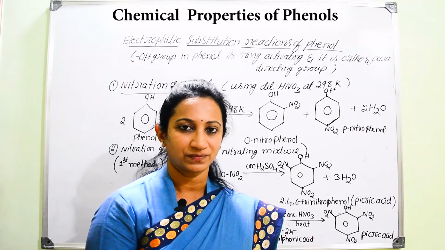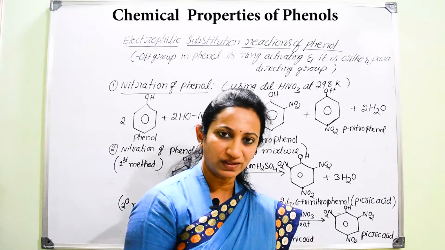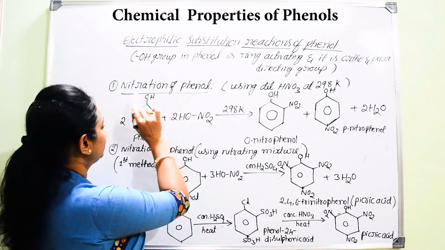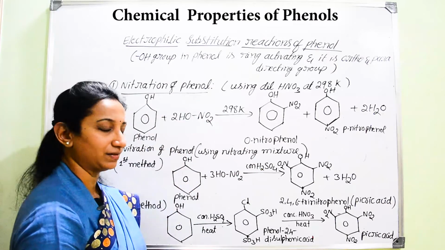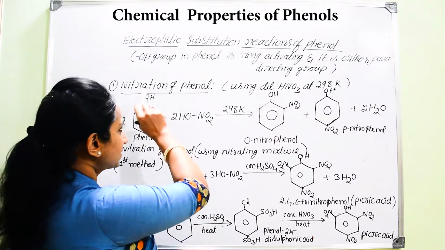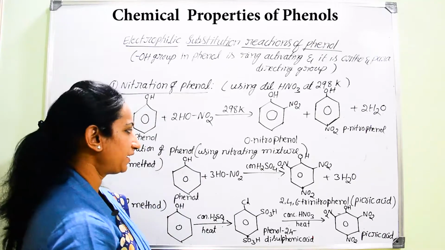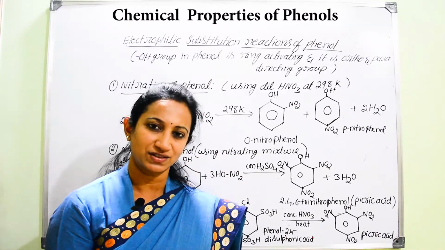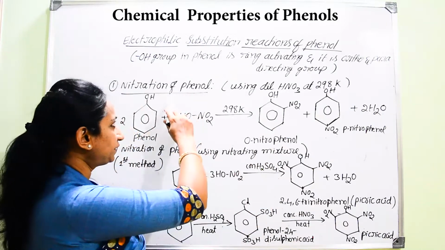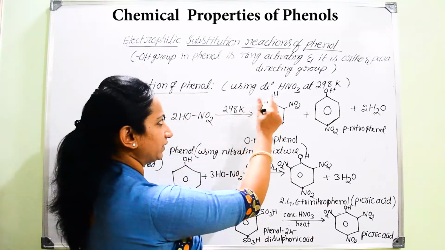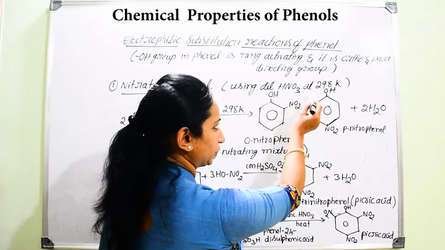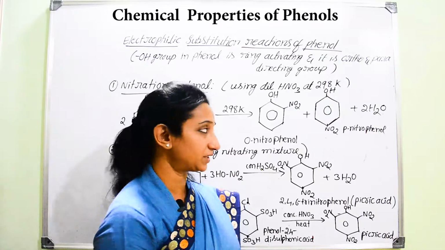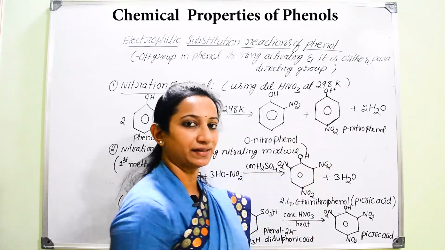one by one. So which is the first electrophilic substitution reaction for phenol? We can start with nitration of phenol. Nitration can be done under different conditions. Very first, we start with nitration of phenol, which is done with the help of dilute nitric acid, HNO3, at what temperature? That is at 298 Kelvin.